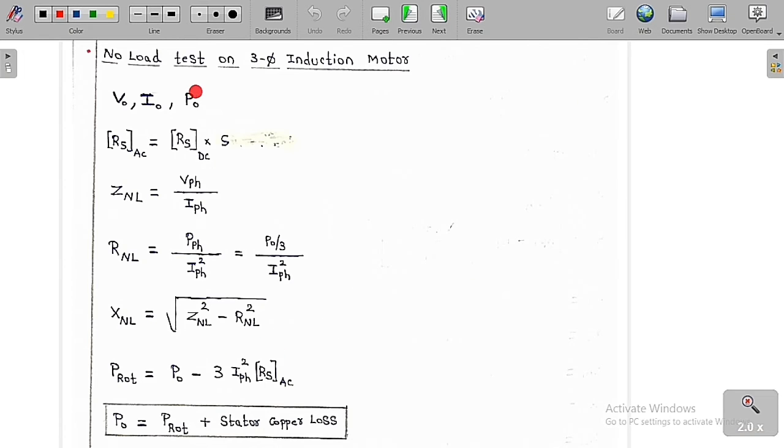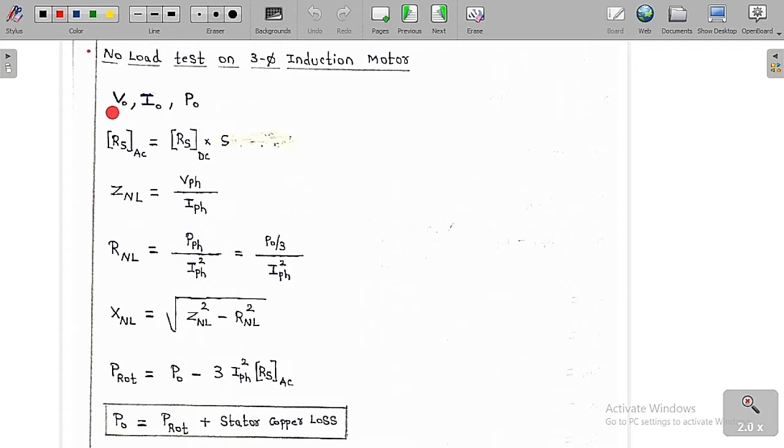Now another important concept is the no load test on a three-phase induction motor. I already told you that performing the no load test on a three-phase induction motor is similar to performing the open circuit test on a single phase transformer. Here, with the help of meters, we are going to get voltage V0, current I0 and power P0.